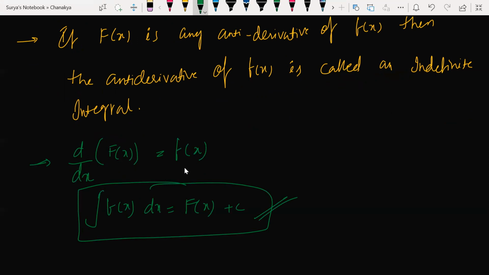What is this? This is the integral symbol. We are integrating the function with respect to dx. Without fail, you have to write the dx. Getting my point? You understand? Yes, sir.